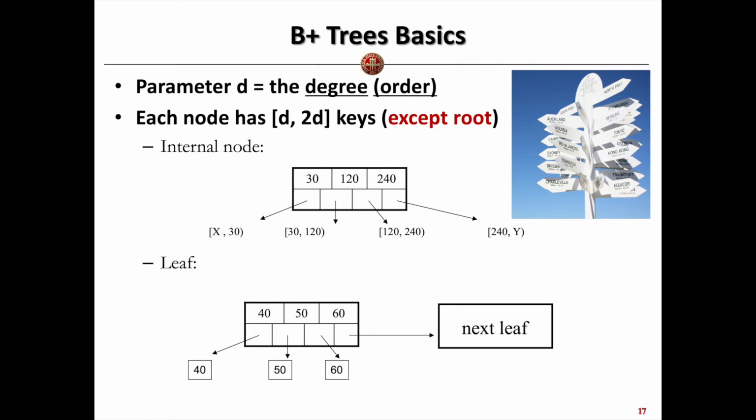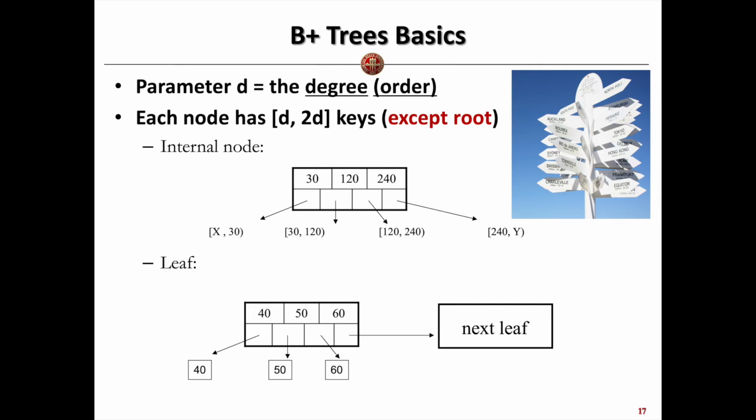You know this is a bracket, right? This is not parentheses, it's a bracket, so it includes D and 2D as well. We have an exception, except the root. The root can have any number of keys in it. However, for the remaining nodes, either leaf nodes or internal nodes, the number of keys inside should be in the range from D to 2D. This D is a value we assign for the parameter. And we'll provide you with an example for both the internal node in the B plus tree as well as the leaf node in the B plus tree.